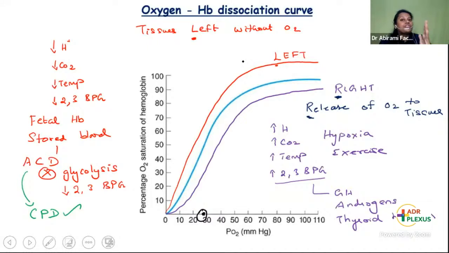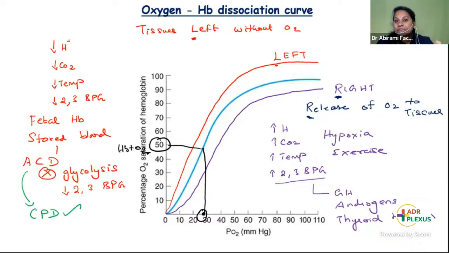So at a partial pressure of oxygen of 27 millimeters of mercury in a normal curve, you will have 50% hemoglobin bound to oxygen. Clear? Okay. Now let's look at the right shift of the curve. For the same 27 millimeters of mercury oxygen, look at the saturation. It is only 30% hemoglobin plus oxygen. Actually, it should be 50%, but here it is only 30%. What has happened to the remaining 20%? It has been released to the tissues.